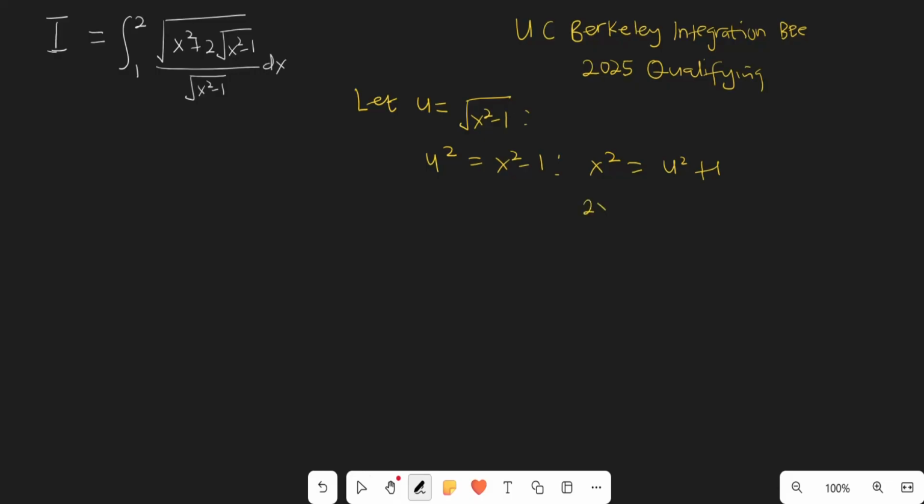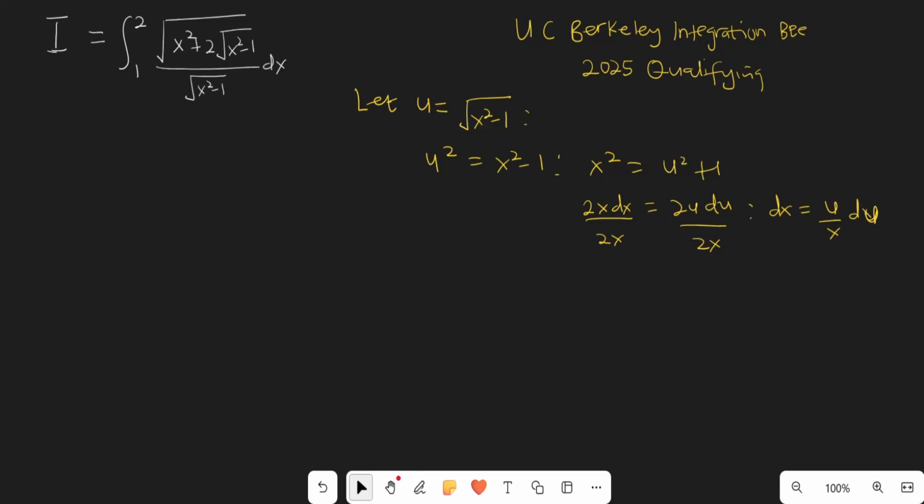Differentiating, 2x dx will equal 2u du, right? So we can isolate dx by dividing both sides by 2x. That implies that dx is equal to, cancel 2, u over x du. So this is an expression for dx that we can plug into our integral.